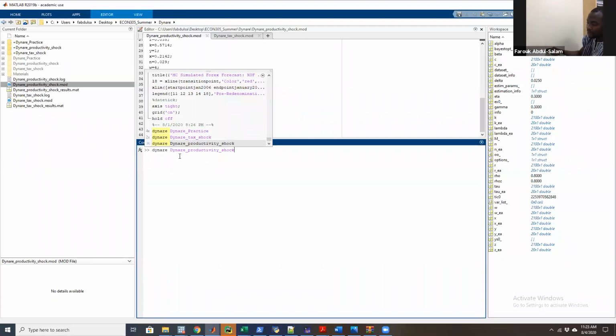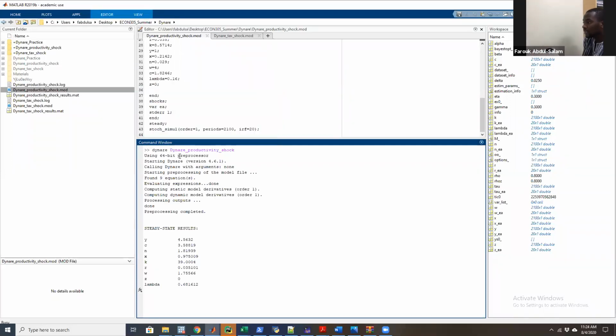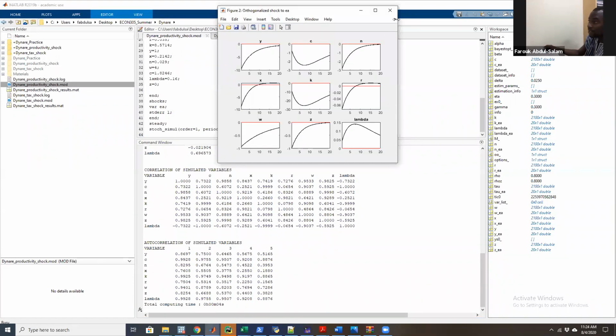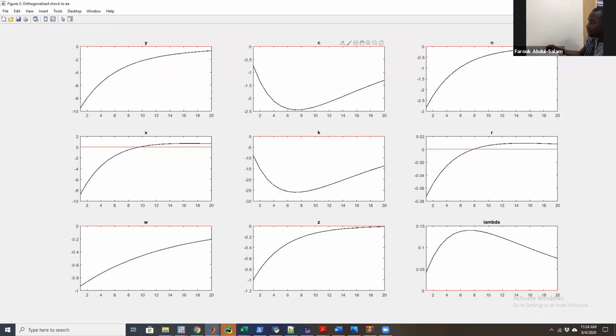So I'm going to click enter, and let's see what the result is going to look like. Now everything is running. So now we have a final outcome, and let's make sense of this final outcome. How is it going to look?